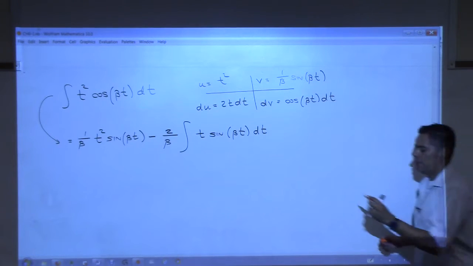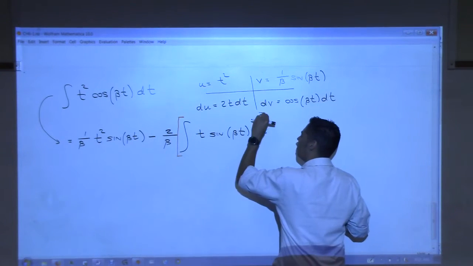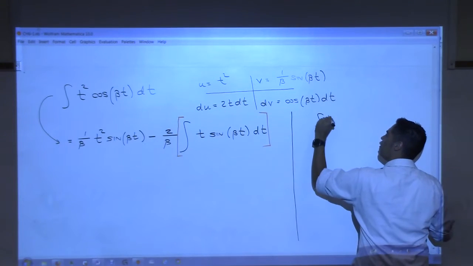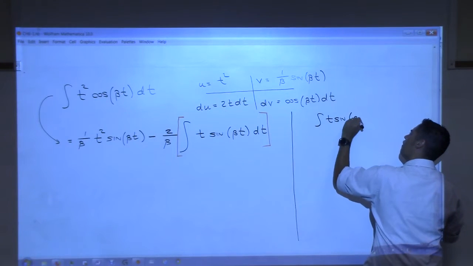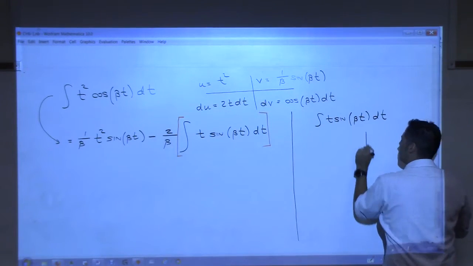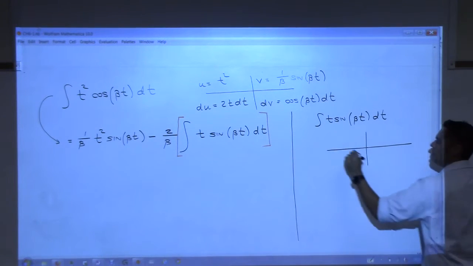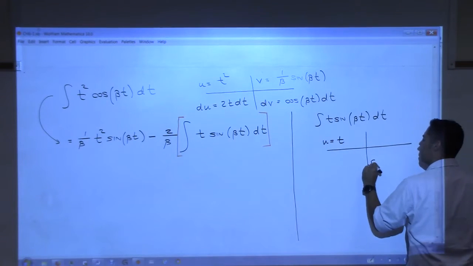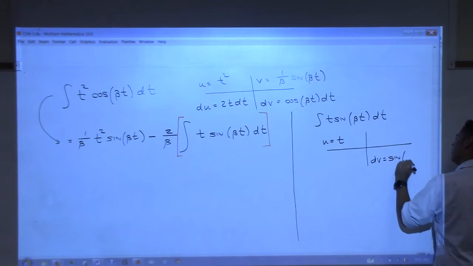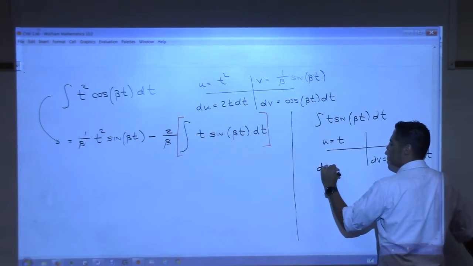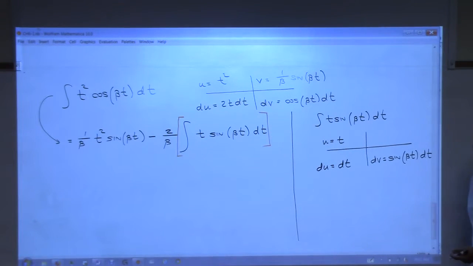Okay? Now, this one right here is a separate problem. Trying to do the integral of t sine beta t dt. So I set up a new integration by parts and let u be t, right? And dv be sine beta t dt. du is dt. I'm happy to see that. It's basically we've killed off that power of t.